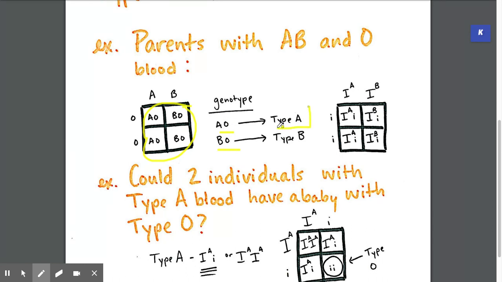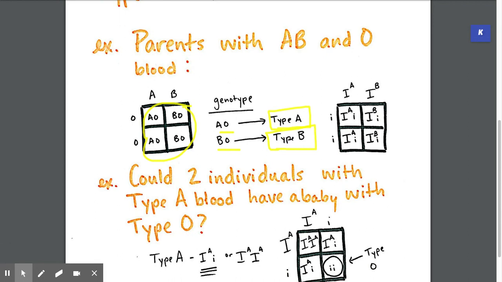AO would be type A blood, and BO would be type B blood. If anybody's feeling particularly fancy, you can see over here I've used the I with the superscript A, and then I with the superscript B to represent AB blood. And then I've used these little lowercase i's to represent type O blood. The results are the same, it just looks a little different. Again, this version being a little bit more simple, and this version being a little bit more complex.